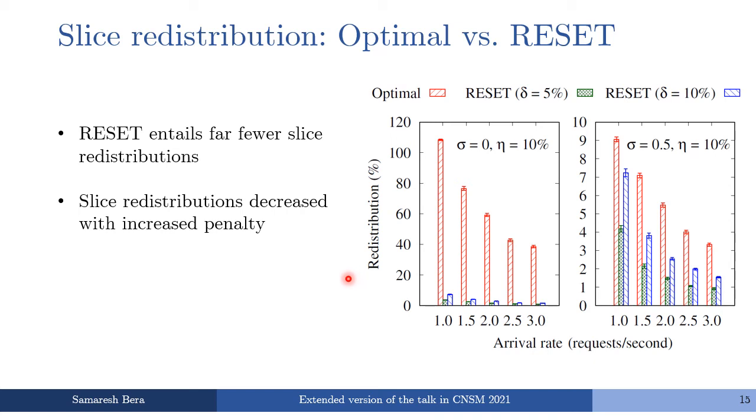And further, we see that using the optimal solution, the slice redistribution decreases with increased penalty. So if we look here, without penalty, we have more than 100% active slice redistribution. However, when the penalty is increased, the percentage of slice redistribution decreases.